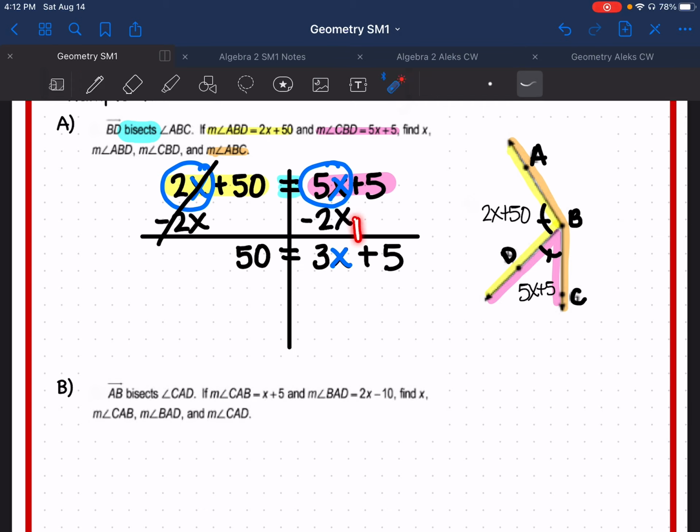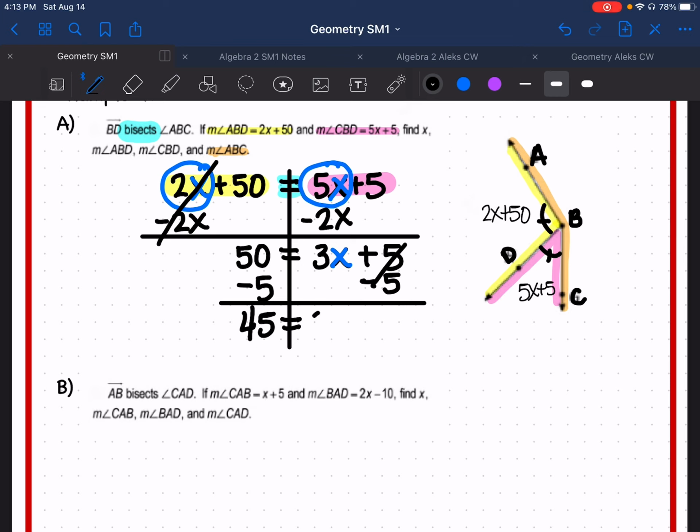Focus over here on the right side of your equation. Sorry, I was just doing algebra 2 earlier. We've got to get that x by itself, but first we've got to get rid of our add or subtract by doing its inverse. I see add, so I'm going to subtract to make it disappear. If I subtract on that side, I need to subtract on the other side. That would give me 45. 50 minus 5 is 45.